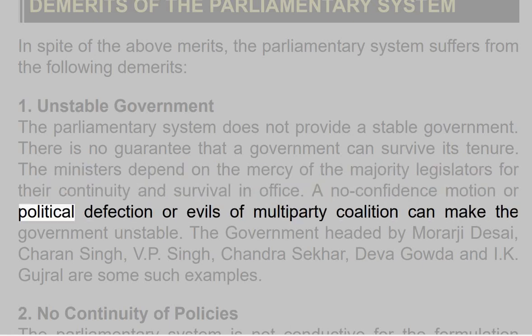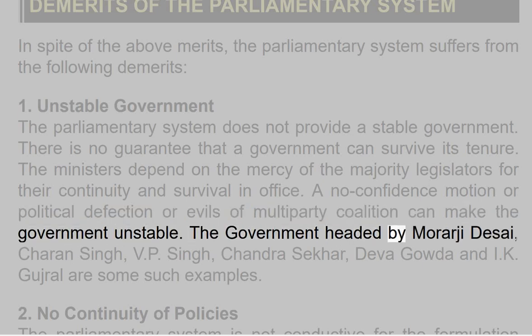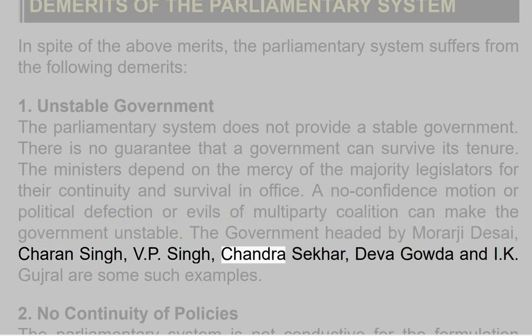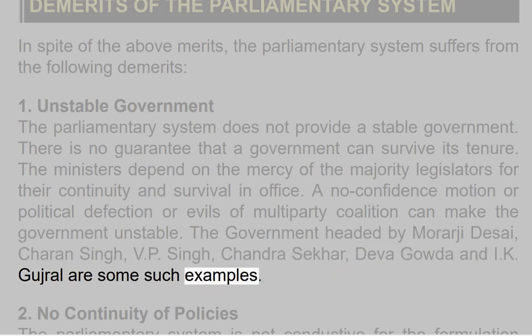A no-confidence motion or political defection or evils of multi-party coalition can make the government unstable. The governments headed by Morarji Desai, Charan Singh, V.P. Singh, Chandrasekhar, Devegowda and I.K. Gujral are some such examples.